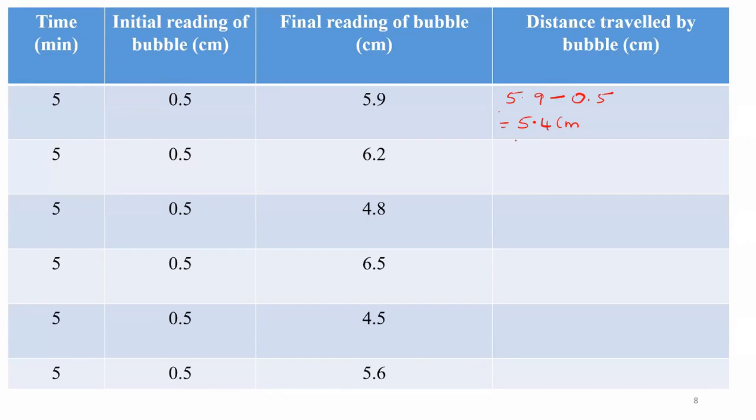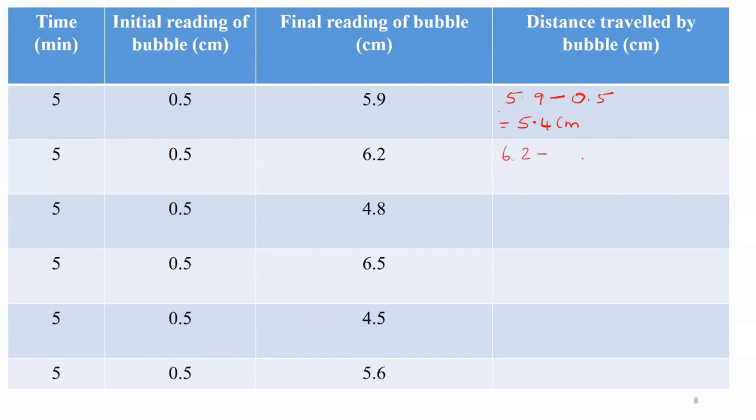Again, you can open the reservoir to move the air bubbles back to the initial point, that is 0.5. Now the air bubbles are at 0.5 centimeter. Then it should be allowed to transpire under the sunlight for 5 minutes. After 5 minutes, you can see the air bubbles are at 6.2 centimeter. Now you can get the reading, the distance the air bubbles move throughout these 5 minutes.